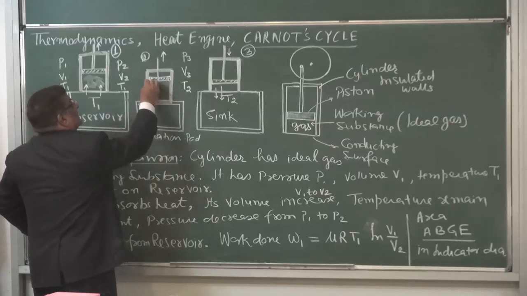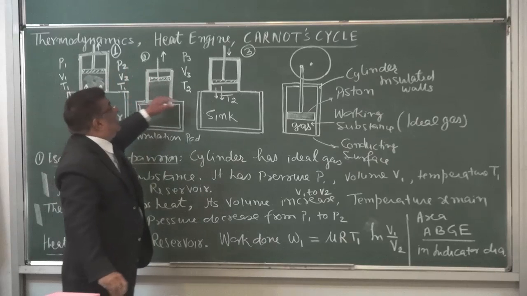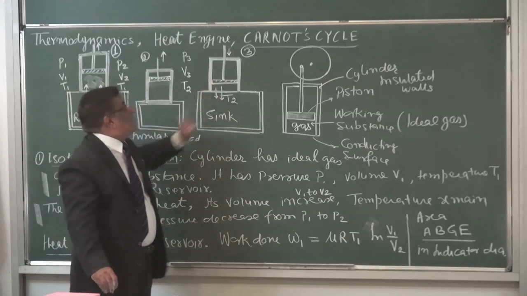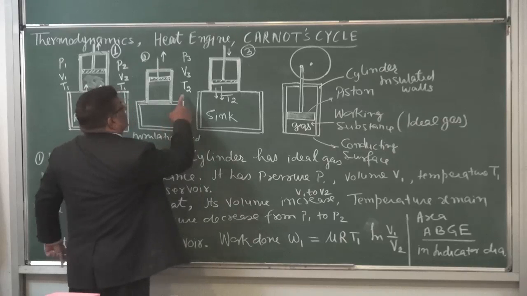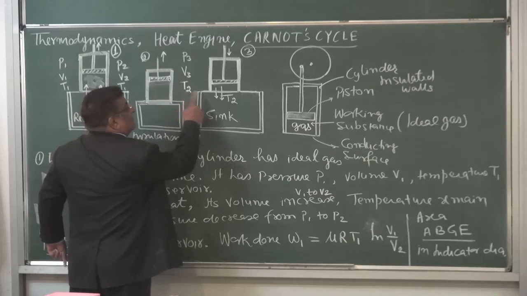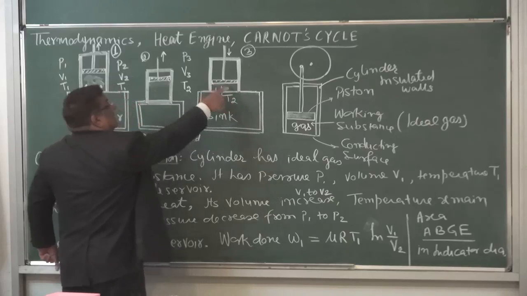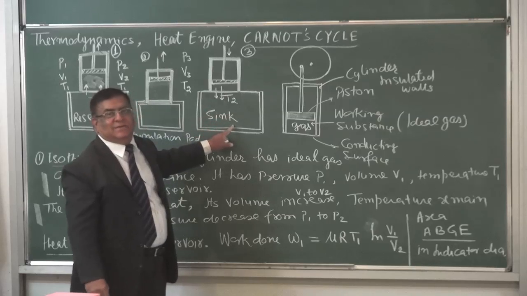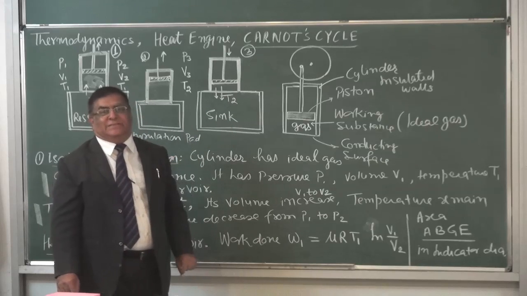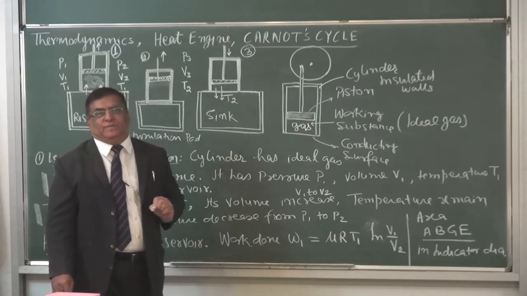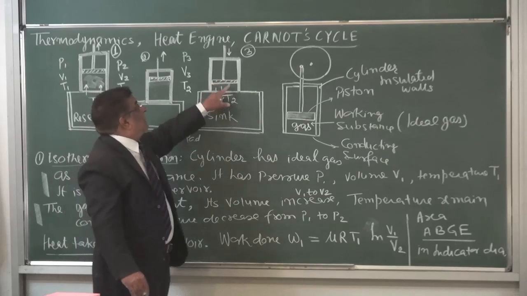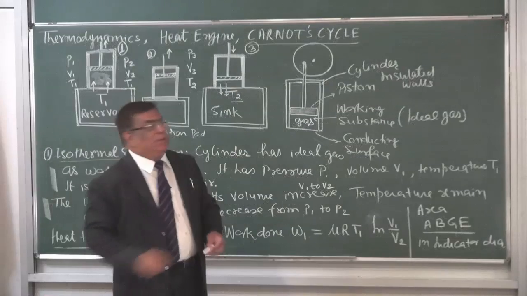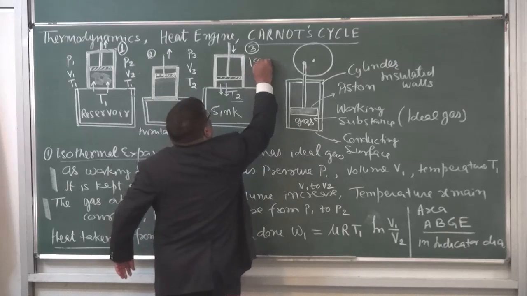To bring it back, we put it here and compress it. When we compress it, pay attention to the temperature. This temperature was T2, the lower temperature. When we press it, the gas will get heated up, but the heat is immediately taken by the sink and the temperature is not allowed to increase. So the temperature will remain T2. Volume is decreasing, pressure is increasing, but temperature does not change. So what we are doing is isothermal compression.